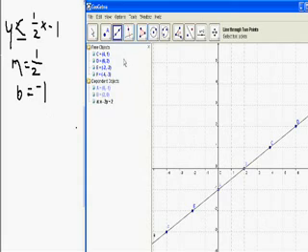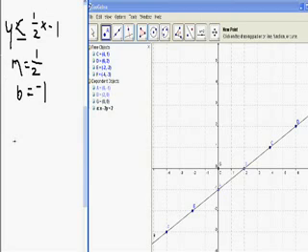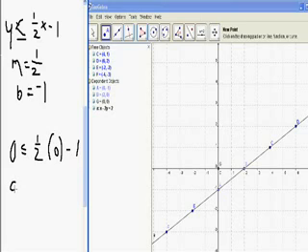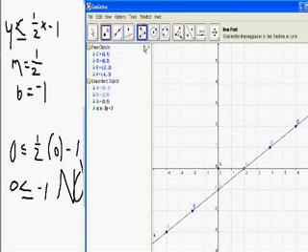Okay, 0, 0. Is 0 less than or equal to 1/2 times 0 minus 1? So I'm going to fill in my test point, which is 0, 0. Is 0 less than or equal to negative 1? It is not. So once again, my test point is not part of the solution set, and so the part here that is going to get shaded is once again going to be below.